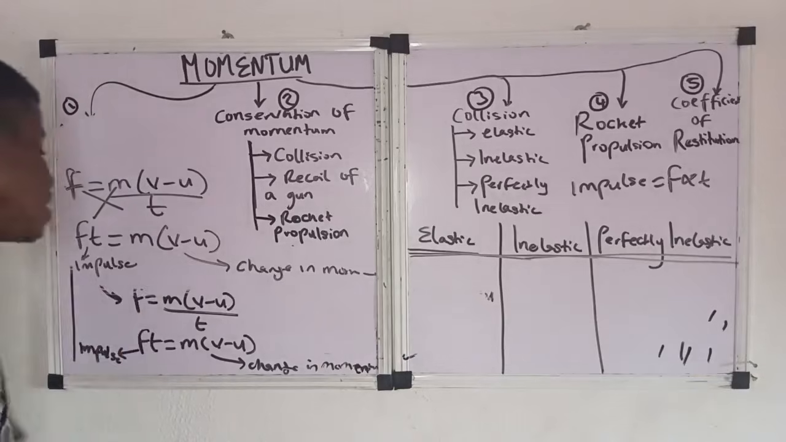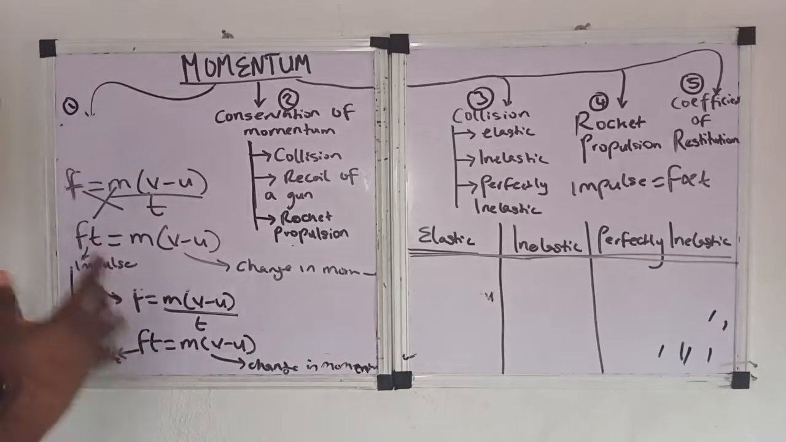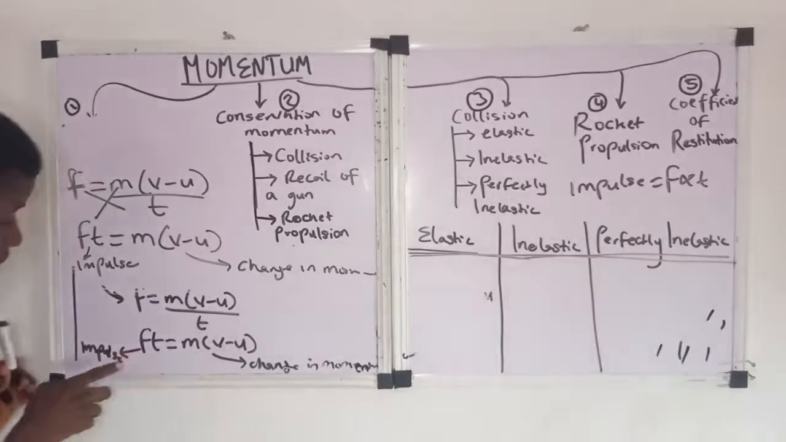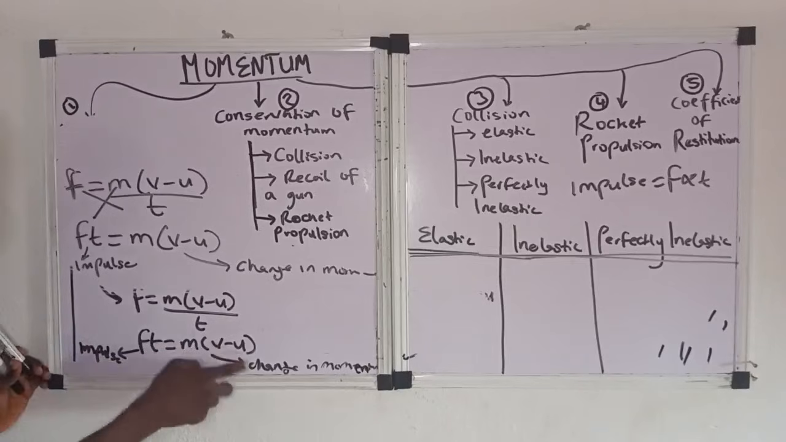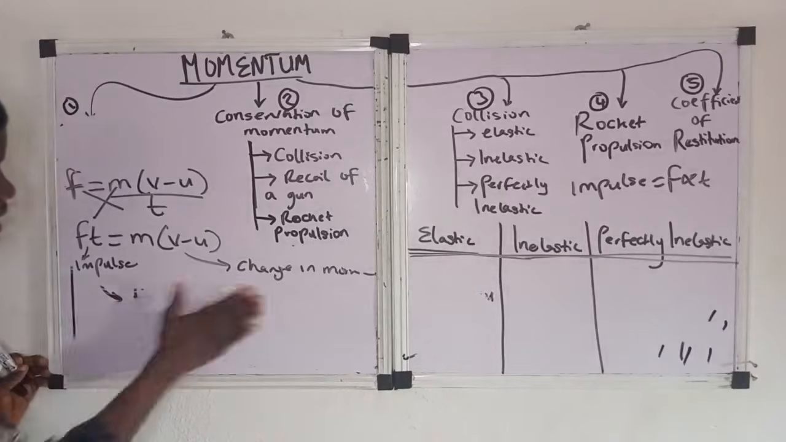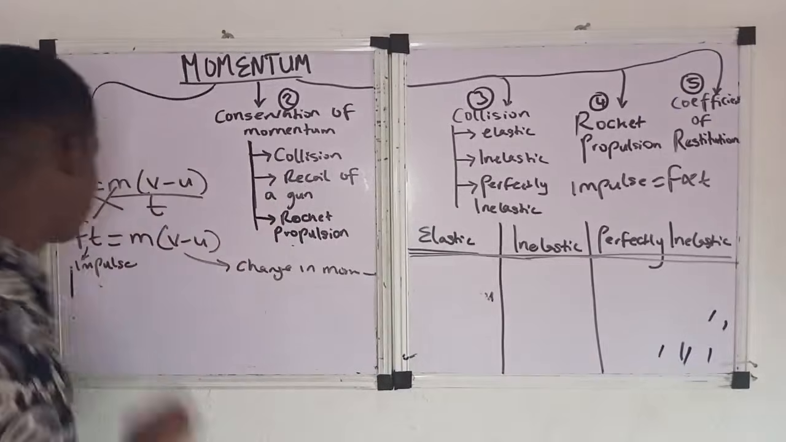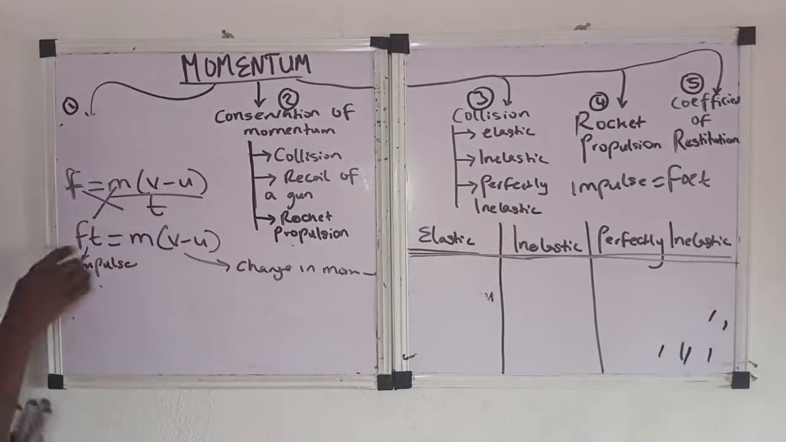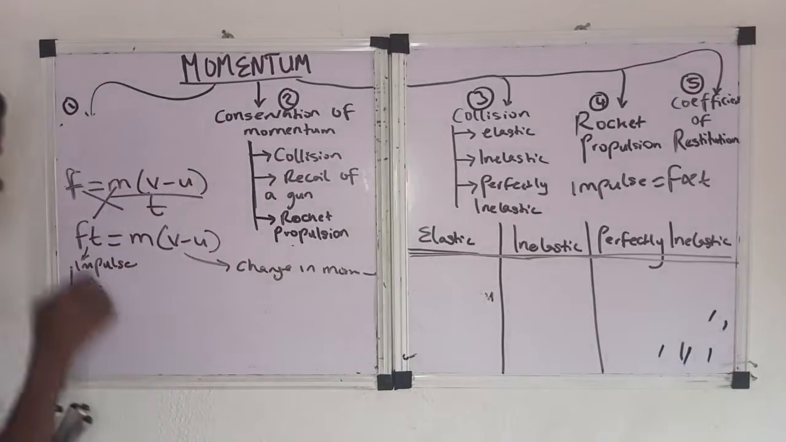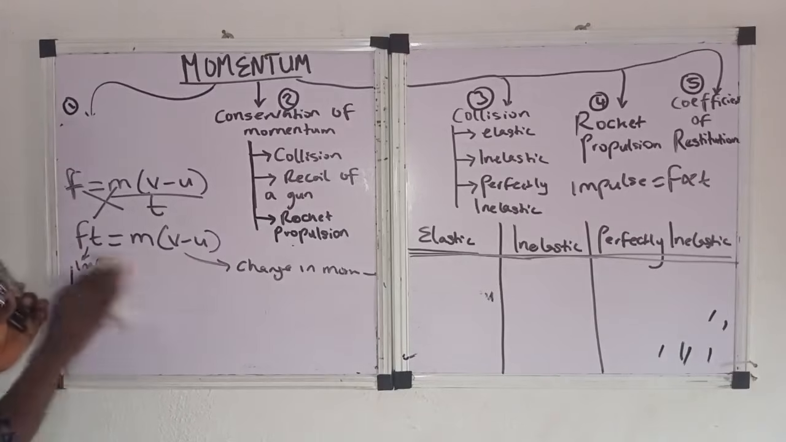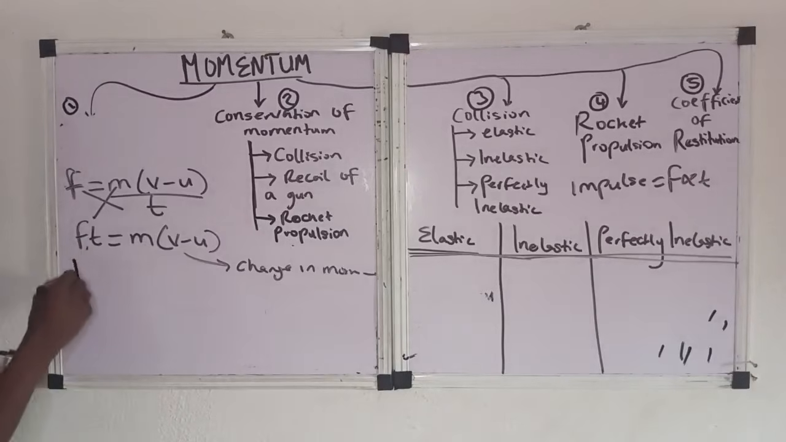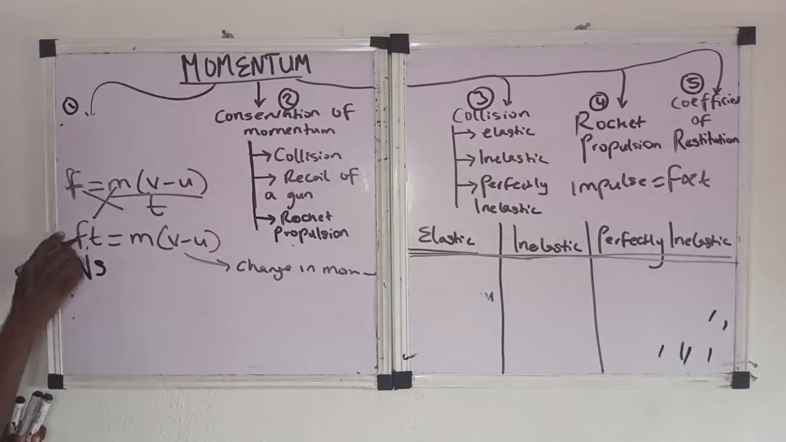So that tells you that impulse equals change in momentum. Now, what is the SI unit for impulse? Let's look at the SI unit. The SI unit of force is the Newton, and the SI unit of time is seconds. So this is the unit for impulse.